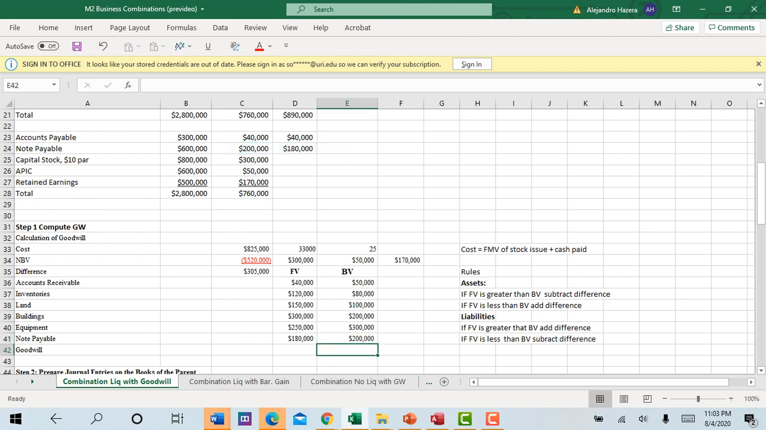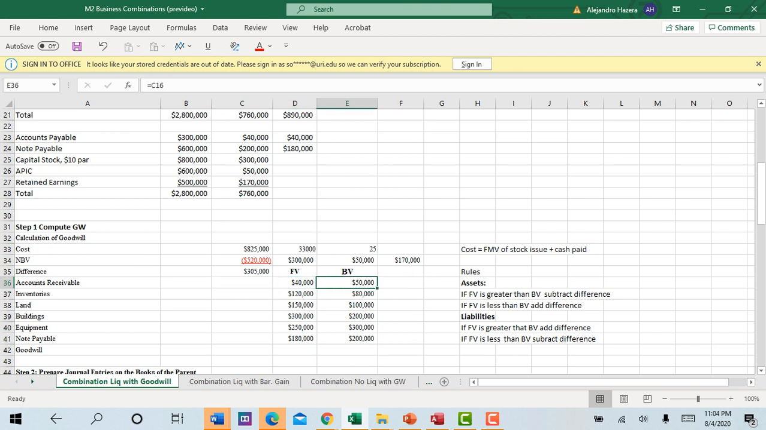I just want to see that I've gotten these all correct here. 50, 80, it's very easy. 200, 300, 200, and then 180, 250, 300, 50, and 40. Okay, so these are fine. Now we're going to take the difference of the fair values and book values.